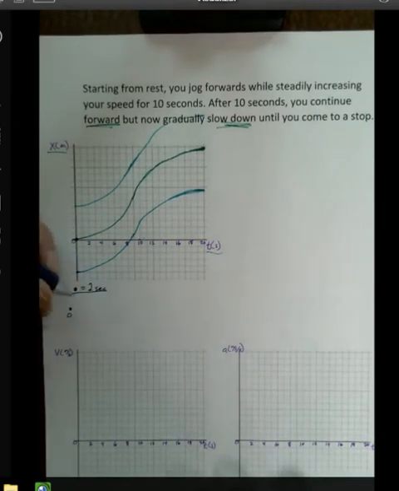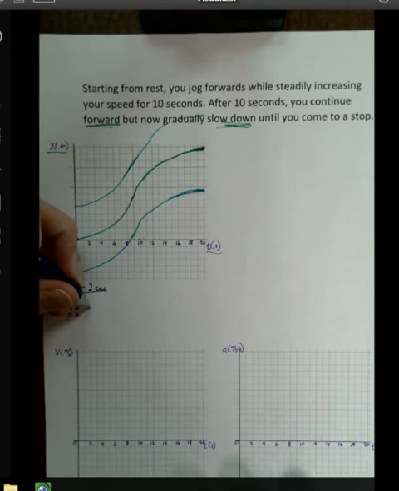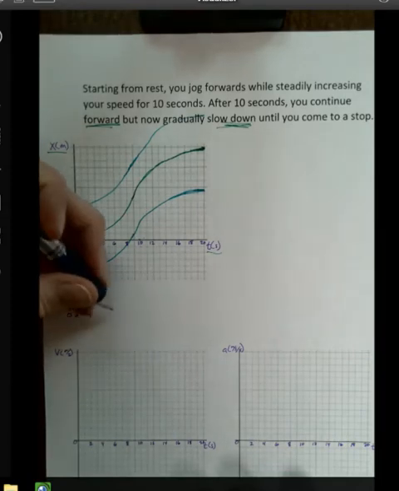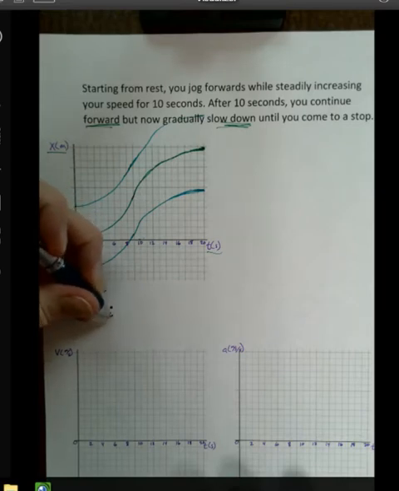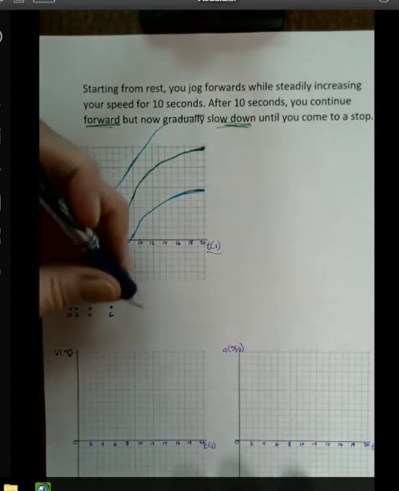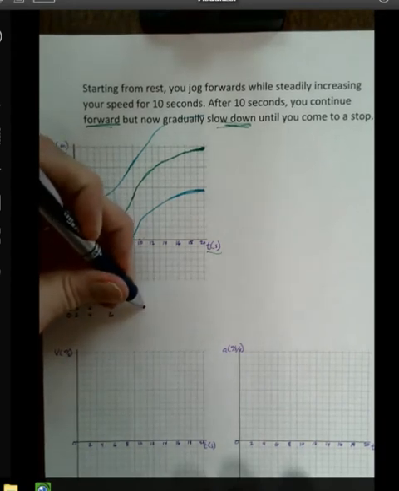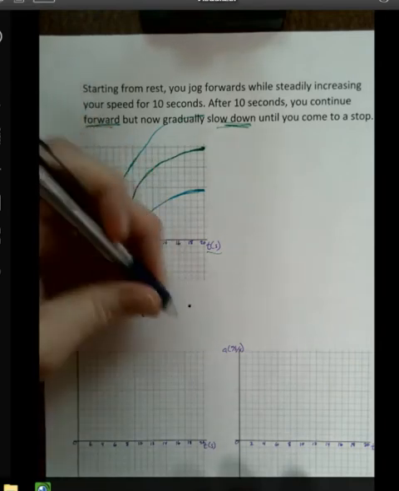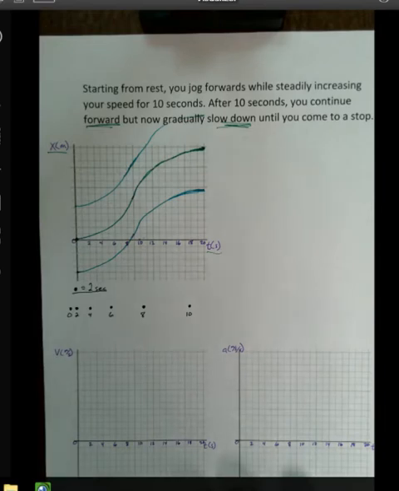Now, I'm not going fast at the beginning, so my next dot should be close to that one. So let's say 2 seconds is nearby. And then 4 seconds, I travel a little bit farther because I'm faster now. 6 seconds, I go even farther. And so my dots are getting spread apart as I move onward because as I'm getting faster and faster and faster, then I travel farther in each increment of time.